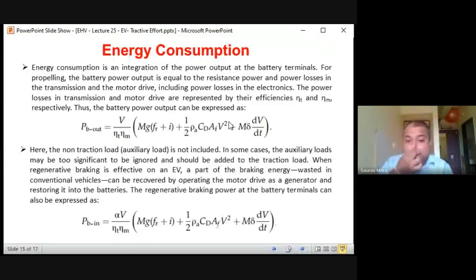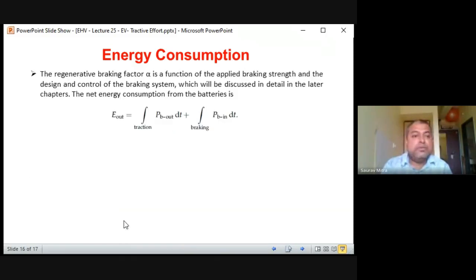So the regenerative braking power at the battery terminal can be represented as follows. This is actually the input power to the vehicle, and the top one is the output power to the vehicle. In this case, there is a term alpha: alpha into V divided by ET/EM. So PB in and PB out differ only by alpha. Alpha is a coefficient, and we will find the regenerative braking factor alpha.